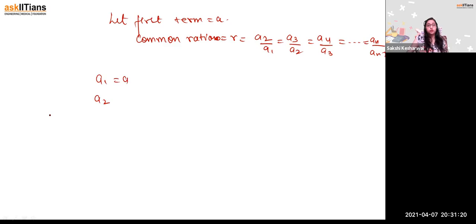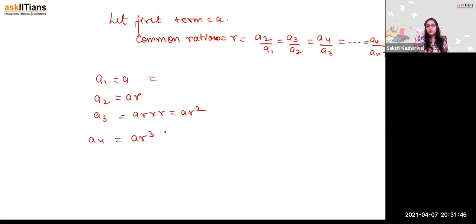Then A2 will be what? You multiply R in it, so it will be AR, right? Then A3 will be what? You are multiplying again by R. It will be AR into R, which is equal to AR square. So you just see this. Can I write this now? Fourth term will be AR cube.